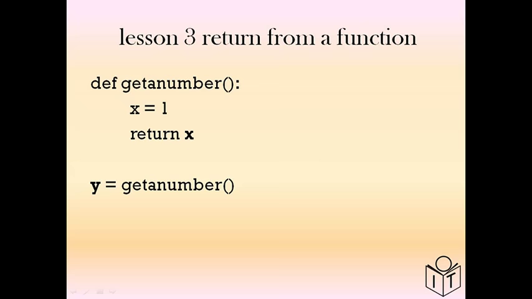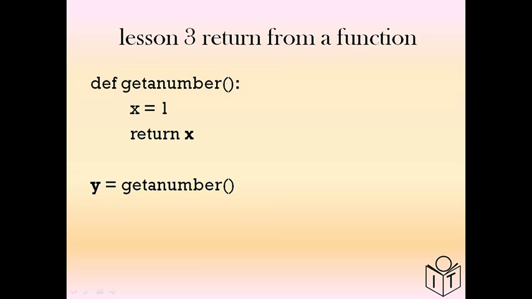Okay, so we've seen how we call a function, we've seen how we pass something. Now the other thing that's important is how we return something from a function. So here we can see a function called getANumber. We have x equals 1 and then return x. So return x passes this x, which equals 1, back to where the function was called.